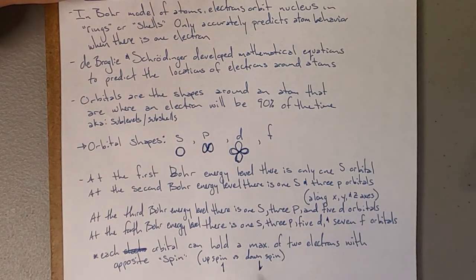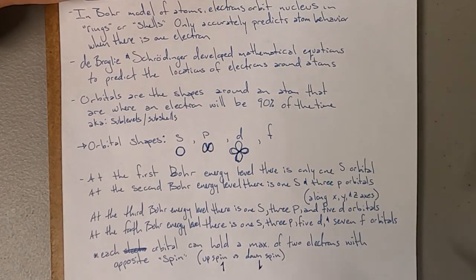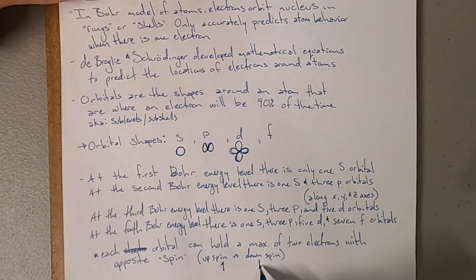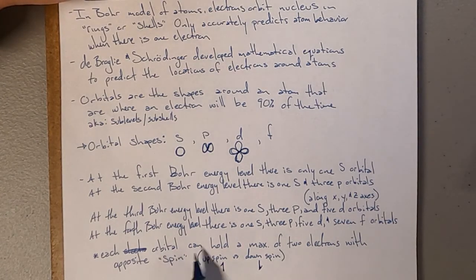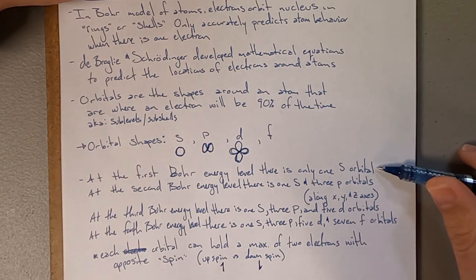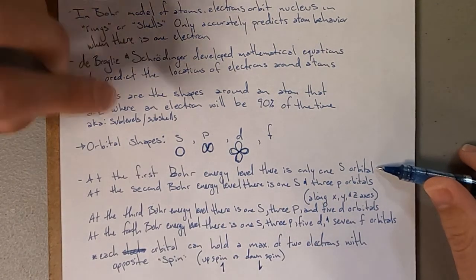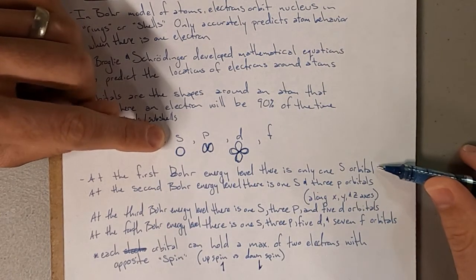In diagrams, electrons are denoted with a small arrow, either halfway pointing up or halfway pointing down. This would represent an upspin electron, and this would represent a downspin electron in diagrams having to do with the Schrödinger model. And if we look here, because each orbital has a max of 2 electrons that it can hold, we can see the first Bohr energy level, there would be 2 electrons max, and this explains why, because there is only an s orbital, and it can hold 2 electrons, one upspin and one downspin.